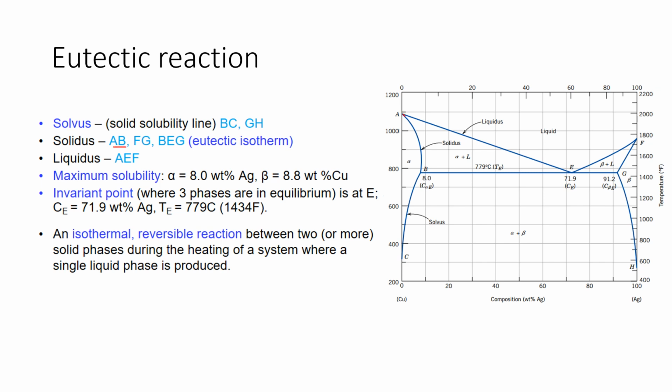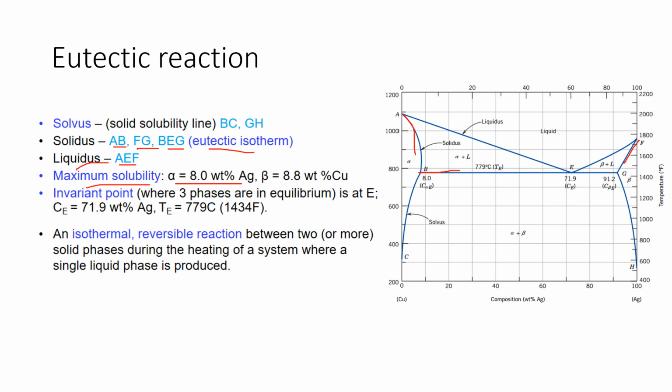The solidus lines are AB, FG, and BEG. These are the solidus lines, FG and BEG, which is the summary for the solidus line, and they are called the eutectic isotherm. The liquidus line is AEF. AEF is the liquidus line.